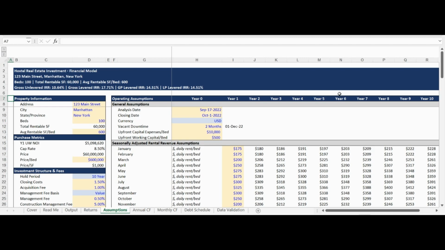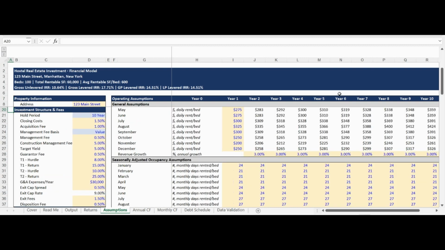The left side of the assumption module contains the non-operating user inputs starting with general property information. This is followed by the purchase metrics including the purchase price and calculation of the pro forma cap rate. The following section includes the investment structure and fees associated with the transaction. The model can accommodate up to a 10-year investment hold period.